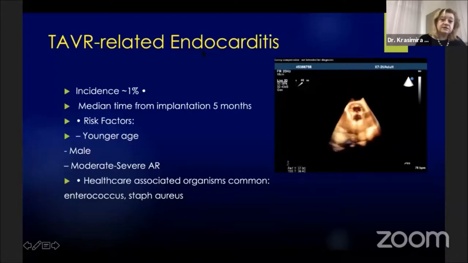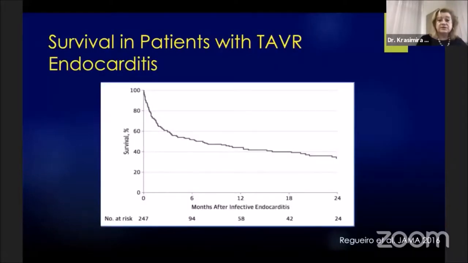Valve related endocarditis is very incidental. The median time from implantation of the valve is around 5 months. Risk factors include young people, male sex, and moderate to severe aortic regurgitation, which is very common. Healthcare associated organisms are common, with enterococcus and Staphylococcus aureus. Survival in patients with aortic valve replacement, transcatheter aortic endocarditis, is around 24 months when we find it after endocarditis and have the normal antibiotic treatment.